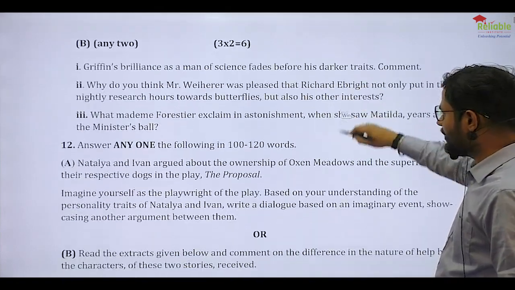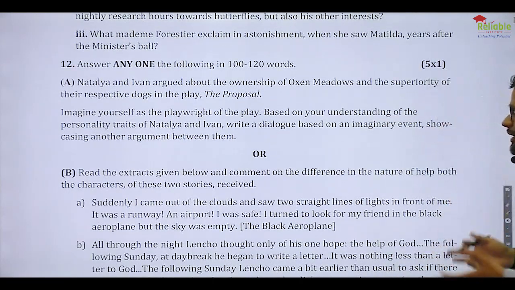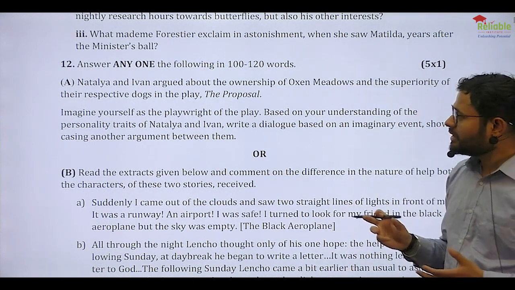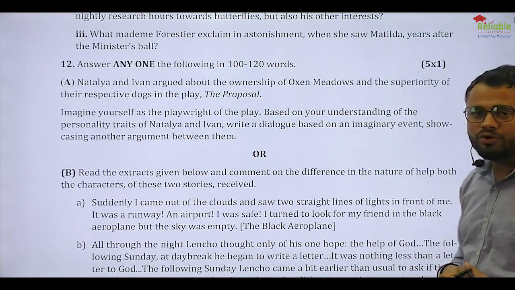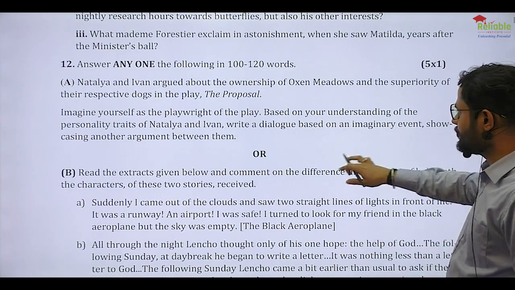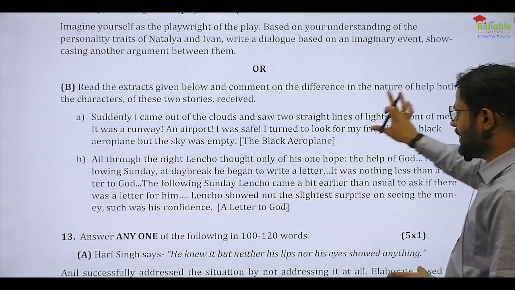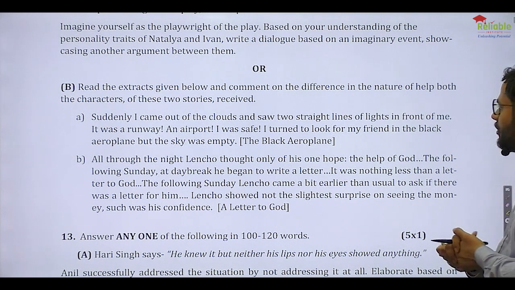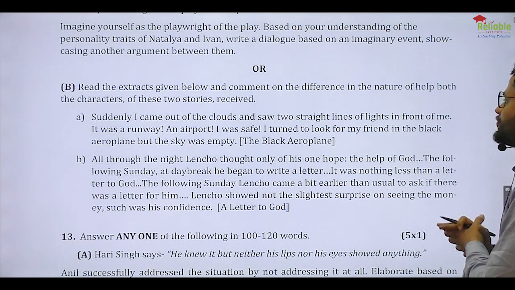And then in question number 12, answer any one of the following in 100 to 120 words. So this is the question of 5 marks, a long answer type question, as it is of 100 to 120 words. And then there are 2 options. The first one is from the poem, and the second one is this paragraph given to you. Read the extract given below and comment on the difference in the nature of help both the characters of these 2 stories received.